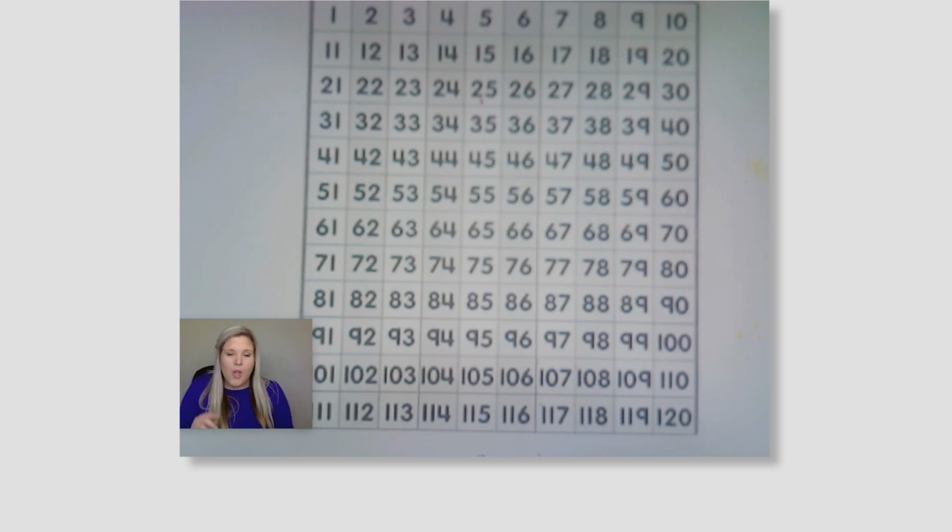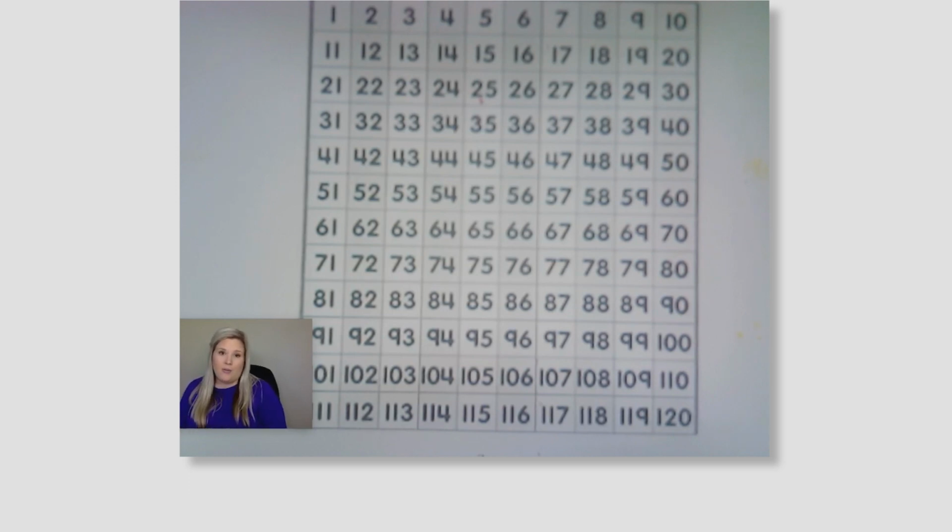Awesome job. So, we have discovered some really cool patterns today using a 120 chart. We learned that when you count by tens, the ones digit stays the same. And when you count by ones, the ones digit changes. We also learned that when you count by ones, the ones digit increases by 1. Now we are ready to try some problems together. Let's do it. We're going to take a look at our very first problem.